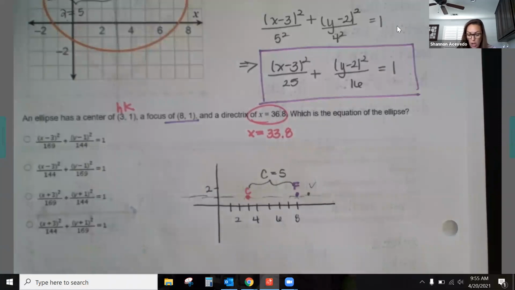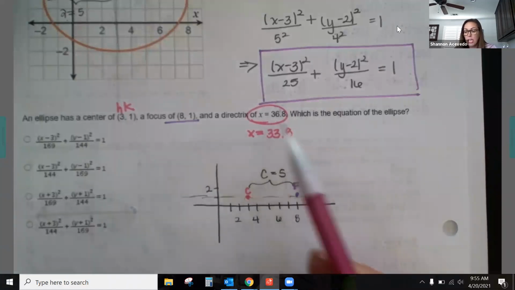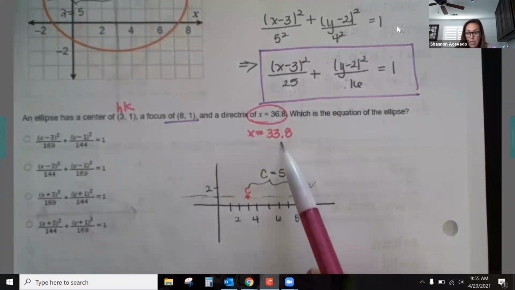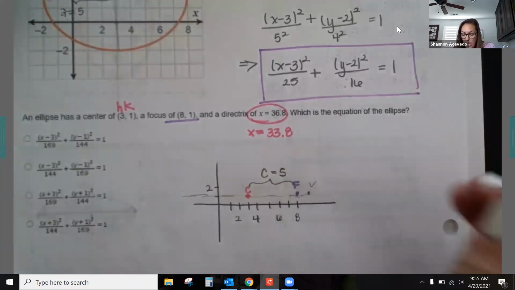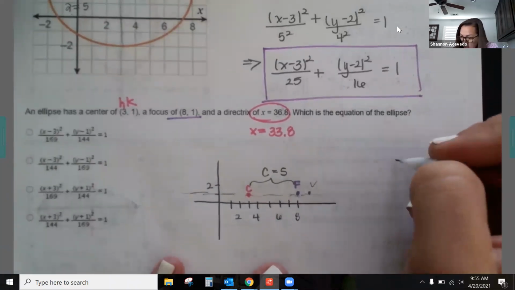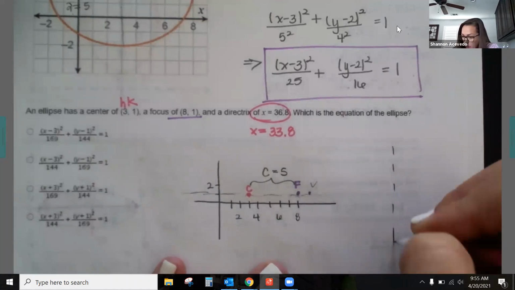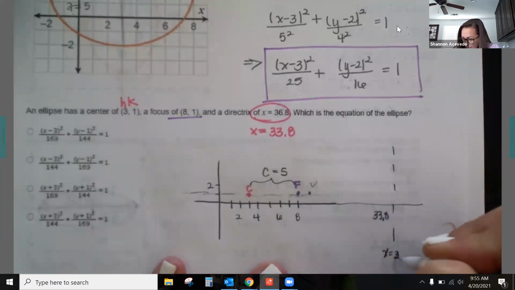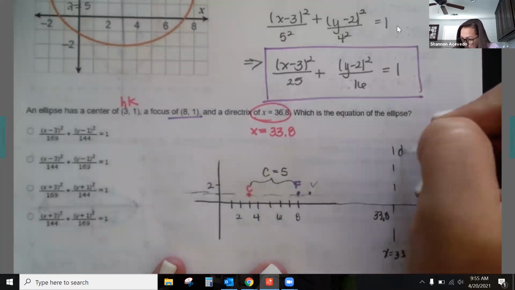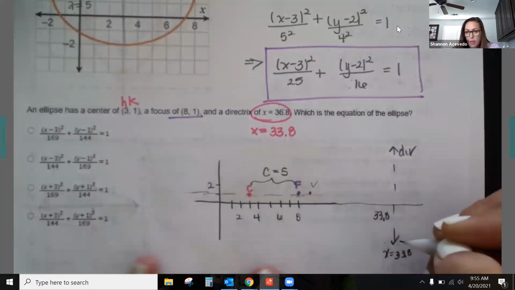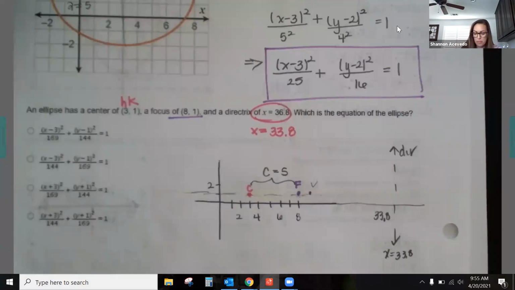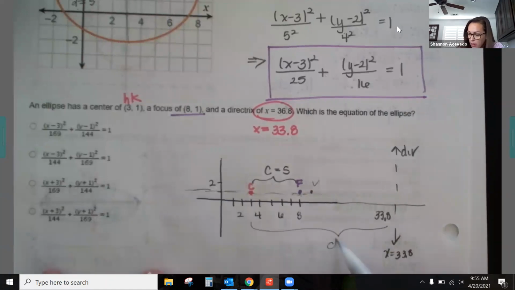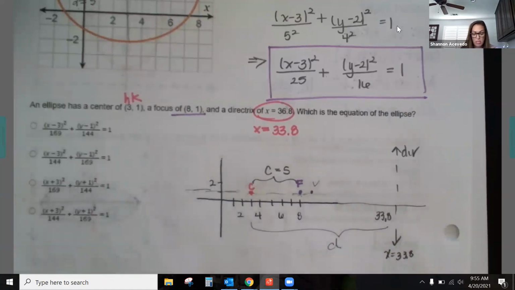So the other piece that I know is that my directrix is at 33.8. Again, this is a misprint. It should be 33.8. So I'm going to go over here, and I know it's x equals 33.8, and this is my directrix, okay? I know that the distance from here to here is my D value.